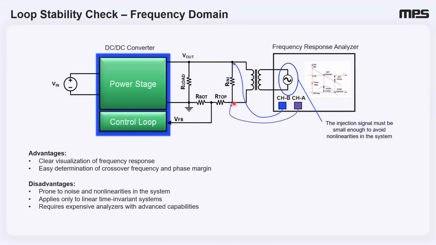The advantages of this method are very clear. It provides a clear visualization of frequency response, allowing for easy and precise determination of bandwidth and phase margin directly from the Bode plot. However, there are also disadvantages. This method can be prone to noise and non-linearities in the system, which can distort these measurements. It is primarily applicable for linear time invariant systems, which isn't always true for power converters with nonlinear control schemes like constant on-time control. And these analyzers are often expensive and require specialized capabilities.